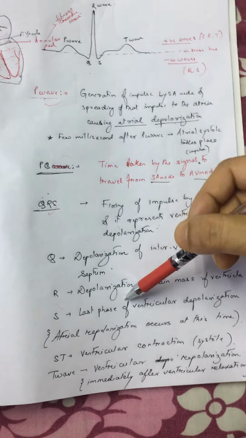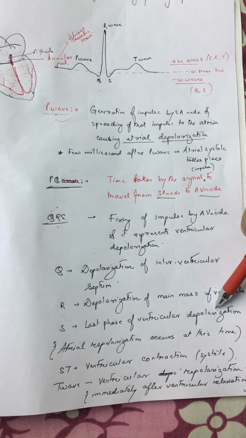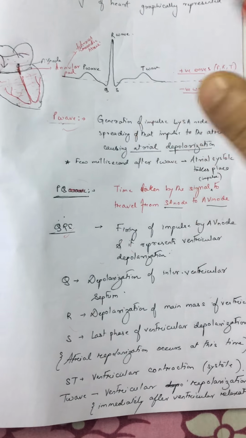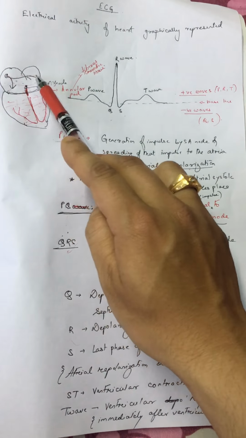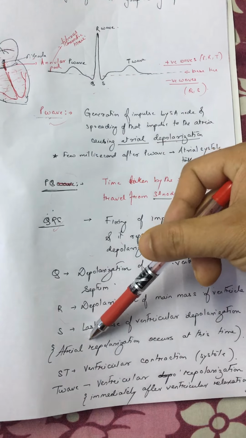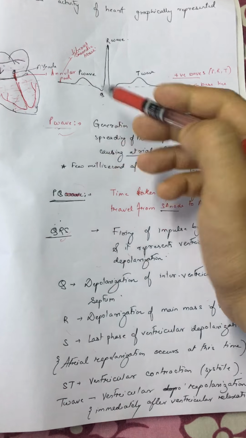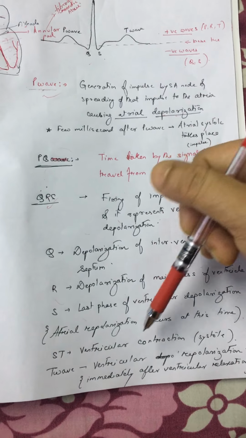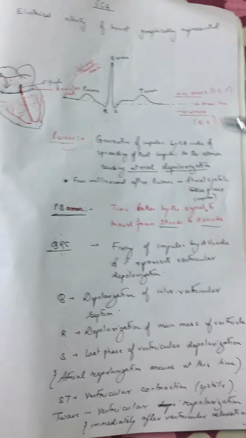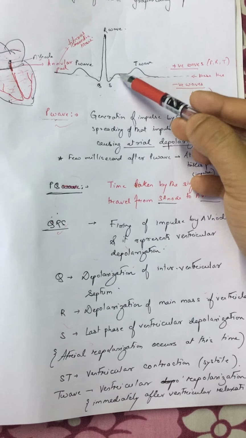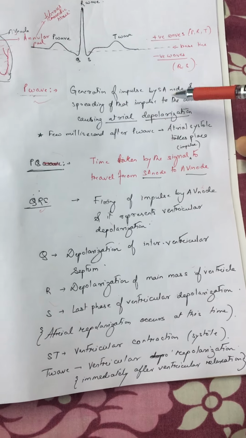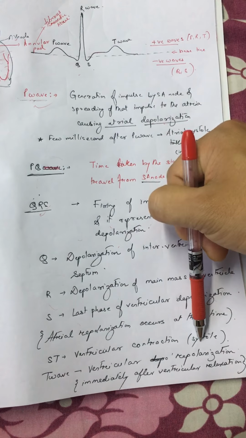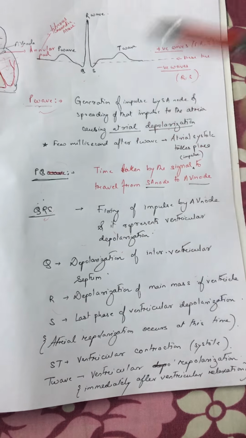The S wave represents the last phase of ventricular depolarization, in which the whole ventricles get depolarized. During ventricular depolarization, the auricles, the upper chambers, get repolarized, so atrial repolarization occurs at this time. Then comes the ST segment, where you can see a plateau stage. In the ST segment the ventricles contract, so it represents ventricular contraction or ventricular systole. The T wave represents ventricular repolarization, and it takes place after the ventricles undergo relaxation.